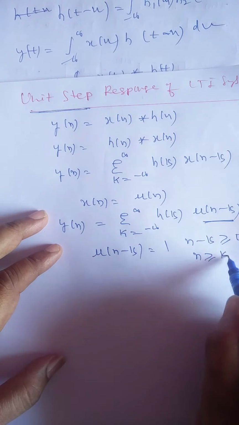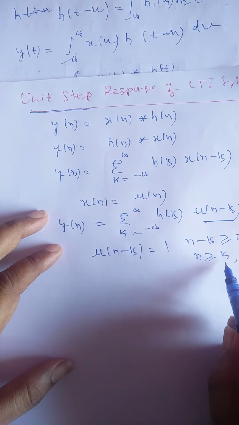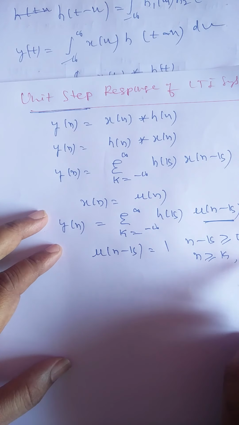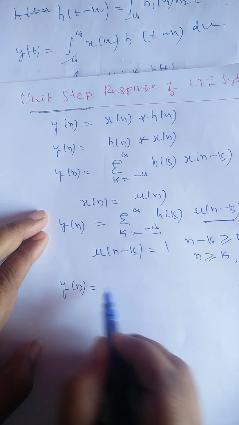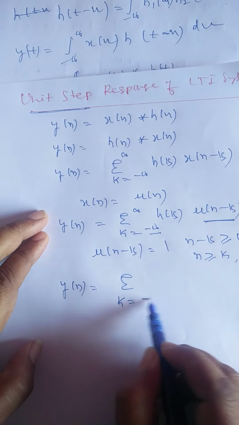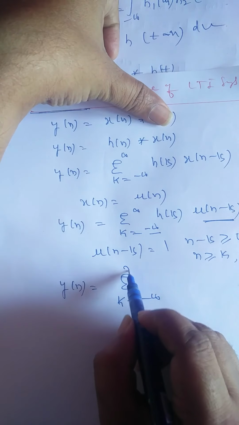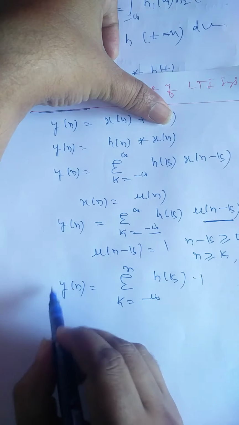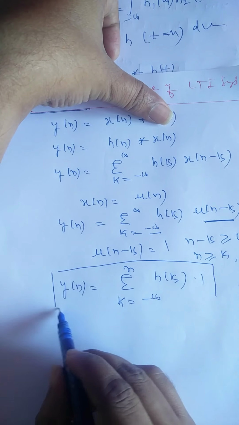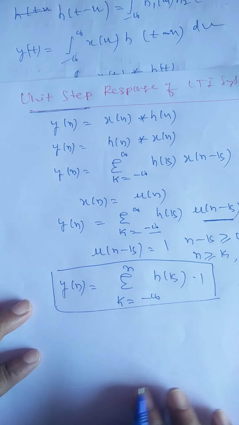That is, when n is greater than or equal to k, that is nothing but k is less than or equal to n. From this I can decide that the upper limit of this summation k should not be greater than n, and the minimum value of k is minus infinity. That is, y of n is equal to summation of k tends from minus infinity to n of h of k, where u of n minus k value is 1. This is the formula used to get the unit step response of a discrete time LTI system.